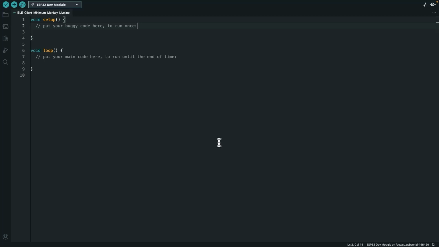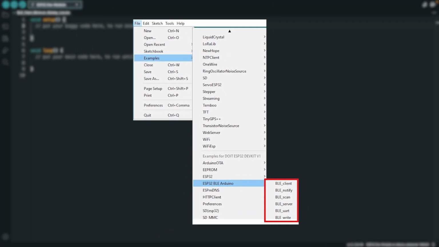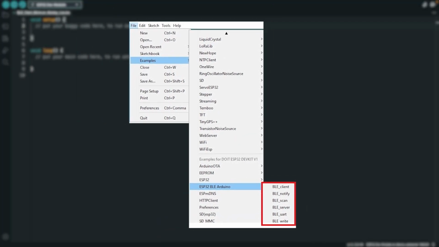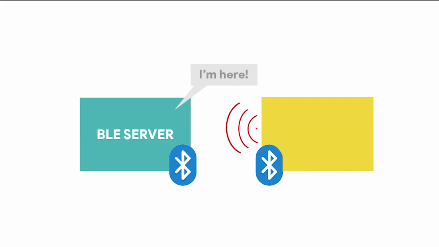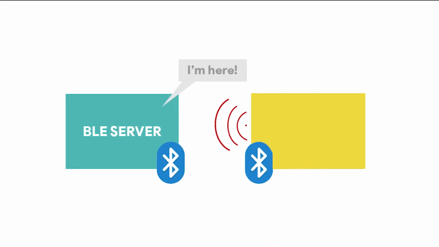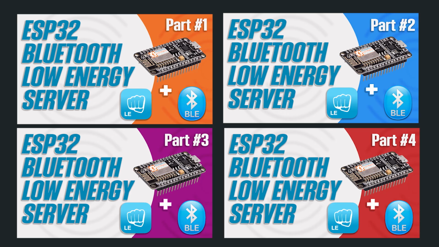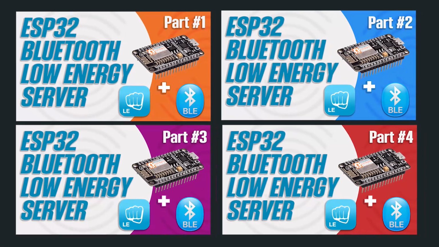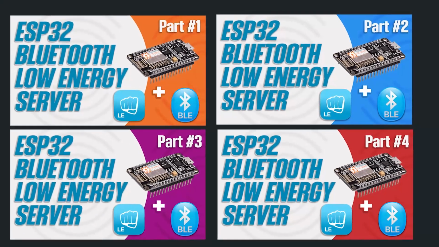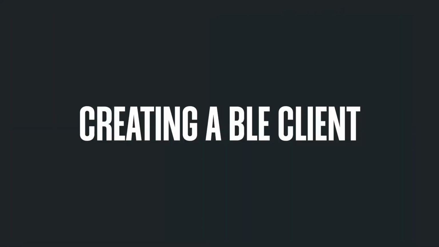If you're working with the ESP32 BLE library with the Arduino IDE, then one of the things you're really going to need to learn is how to create clients. So if you watched some of the previous lessons in this series, we talked about creating a server. Now we're going to talk about creating a client.